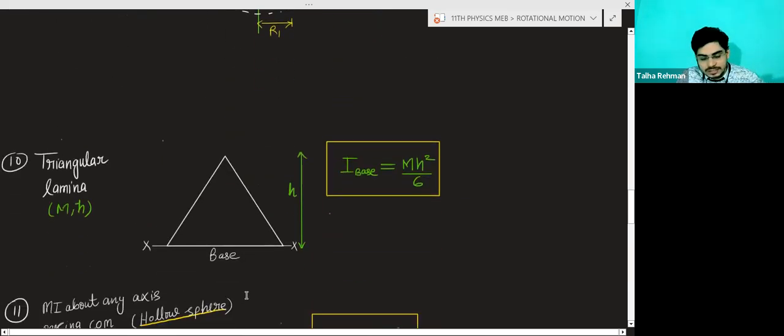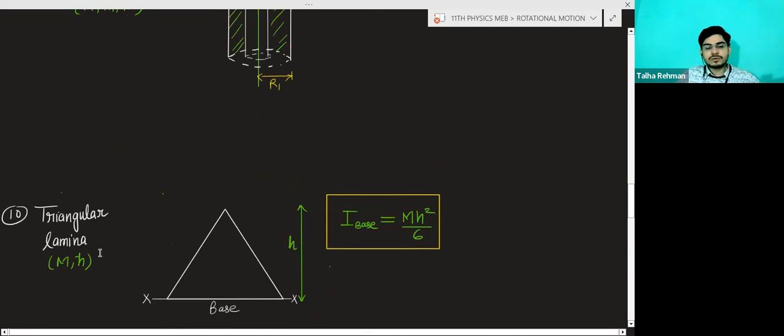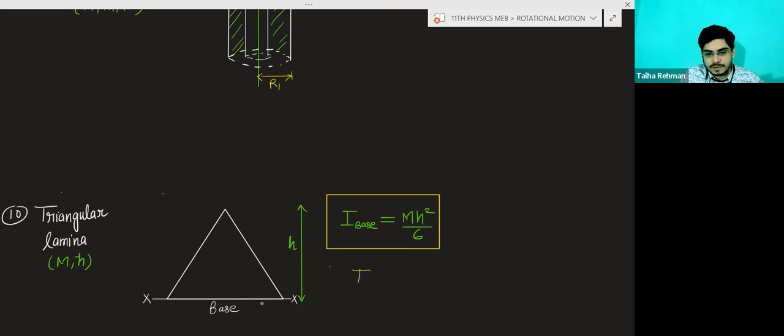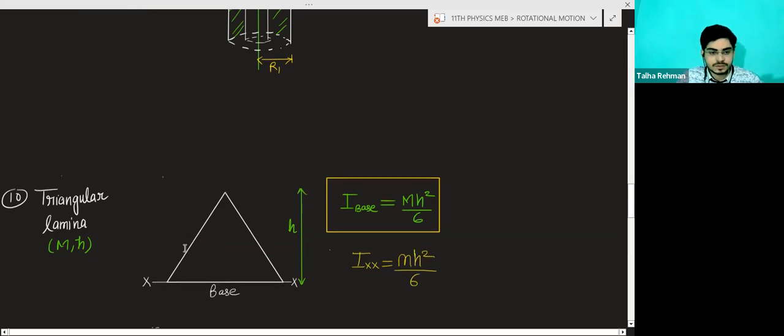Now there is a triangle, a triangular lamina. Lamina means this is a two-dimensional body. This triangle has mass m and height h. The moment of inertia about this axis, which is passing through the base, you can write as about the axis xx, will be m into h square divided by 6, for the triangular lamina.